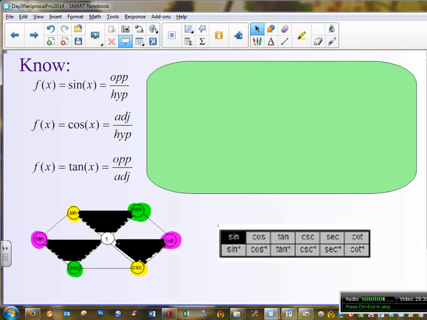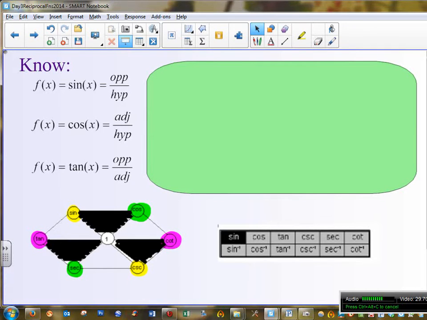Let's begin with what we want to know about reciprocal functions. Reciprocal functions are exactly what we would expect them to be like. This whole idea of taking a number and flipping it over, and that's what we're going to do. So let's begin by talking about what we already know.